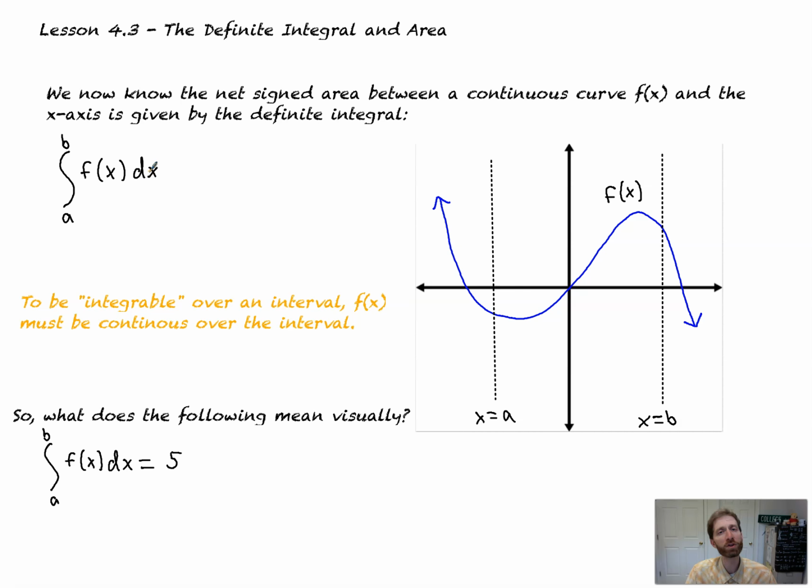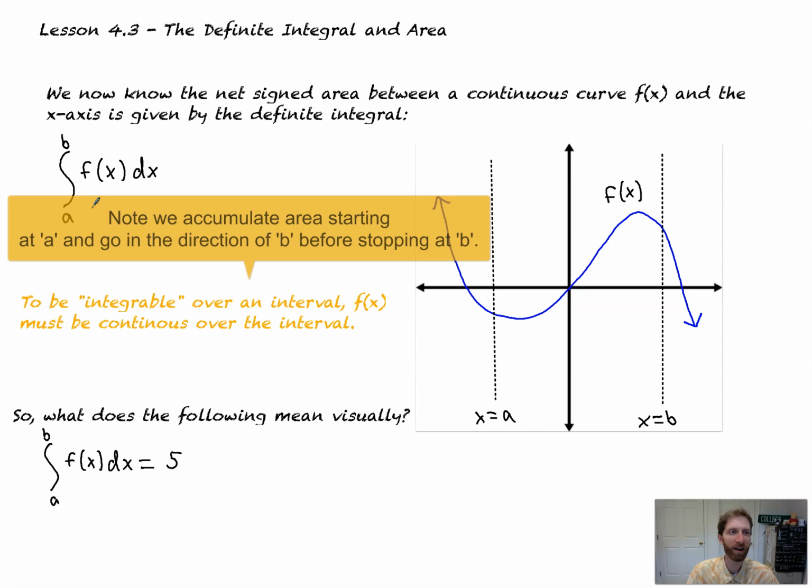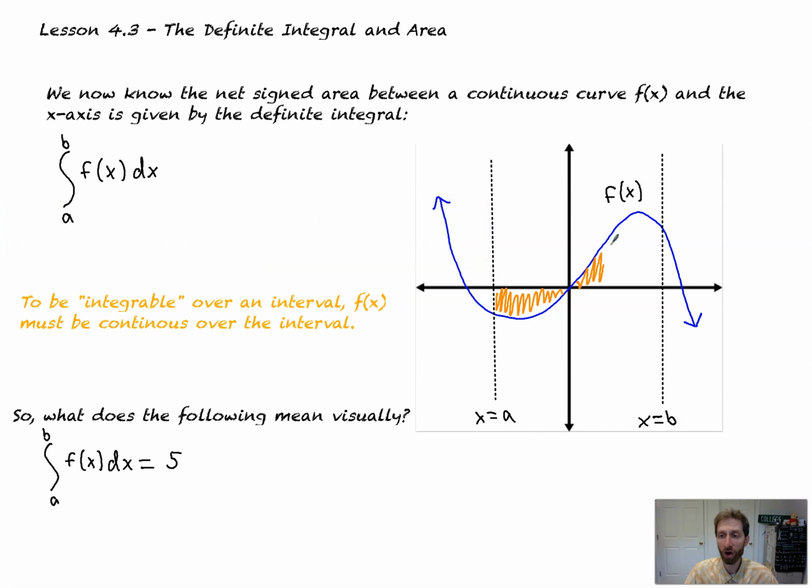So we've seen that. In lesson 4.2, we saw that this definite integral represents the sum of many tiny rectangles with heights of f of x, widths of dx. From a to b is what we're collecting that area. So what does that mean visually? It means that it's all of this area here from a to b, all the way over to this area right there. All of that area under that curve is represented by that definite integral. So to be integrable over an interval, f of x must be continuous. So in order for us to be able to collect the area here, we've got to have a continuous curve, which we do there.